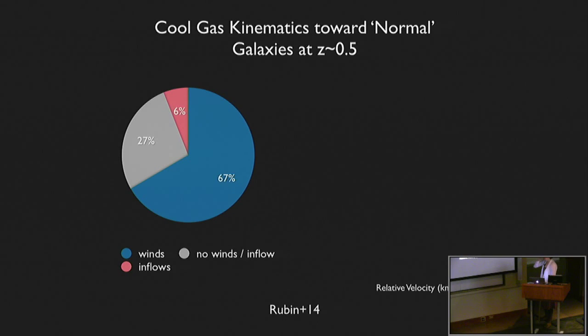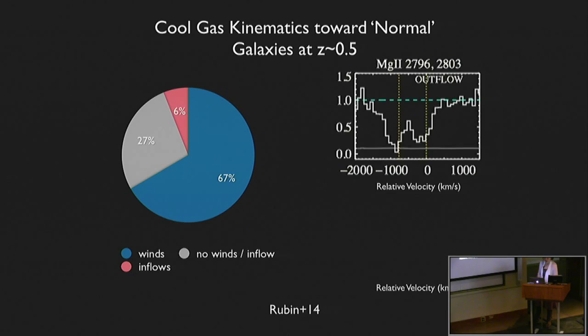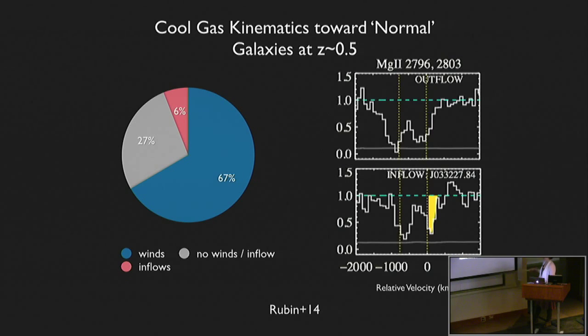So we've done a survey of gas kinematics using these transitions for star-forming galaxies at redshift 0.5. And it turns out that most galaxies exhibit blue-shifted absorption in these transitions, as shown here. Out of 100 galaxies, about two-thirds of them exhibit blue-shifted absorption like this, which we think is due to large-scale galactic winds. But in 6 cases, we actually observe significantly redshifted absorption. And so the transition looked a little bit more like this.